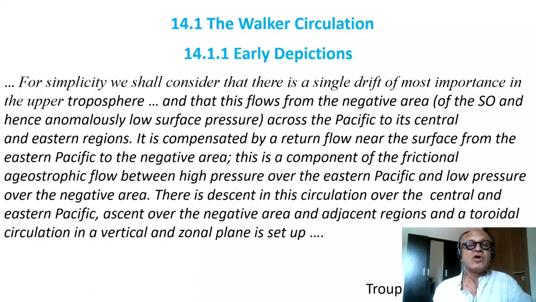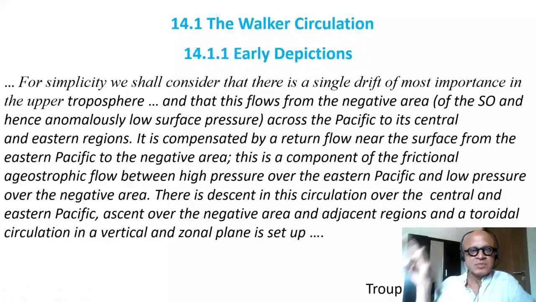So, the early depictions of the Walker circulation. Troup said, for simplicity, we shall consider that there is a single drift of most importance in the upper troposphere, and that this flows from the negative area of the Southern Oscillation, and hence anomalously low surface pressure, across the Pacific to its central and eastern regions. So you're going from the West Pacific towards the central and eastern regions. It's compensated by a return flow near the surface from the eastern Pacific to the negative area.